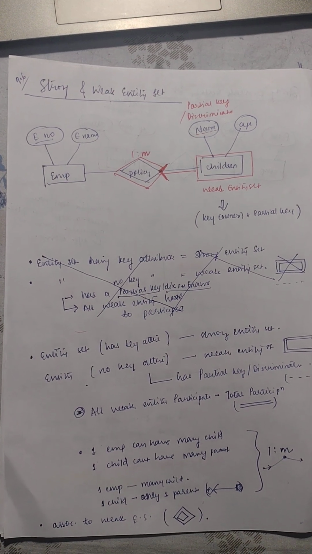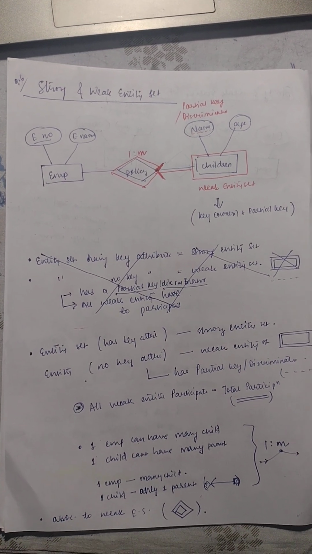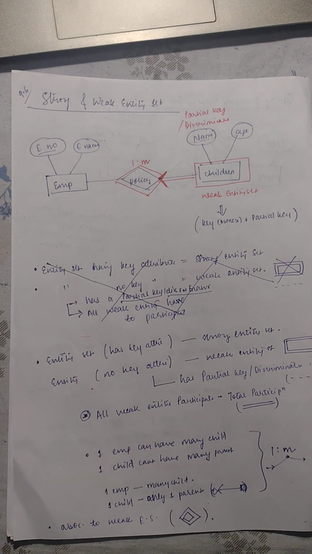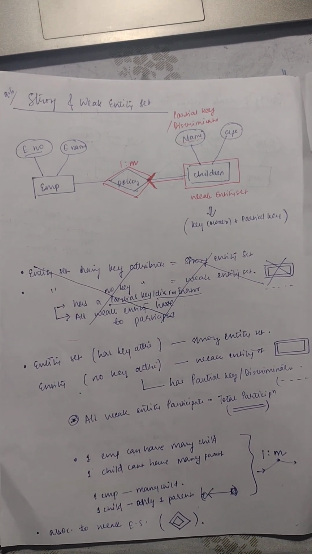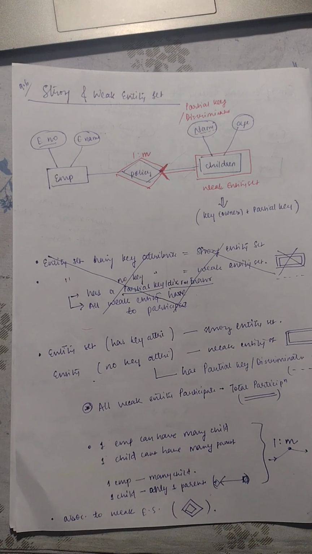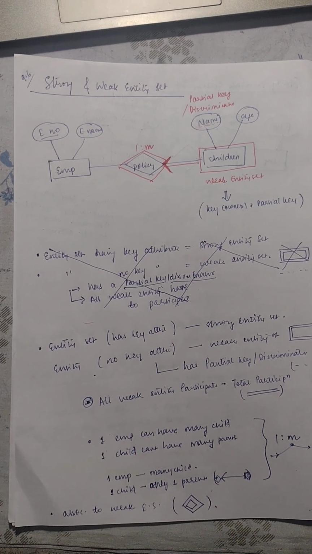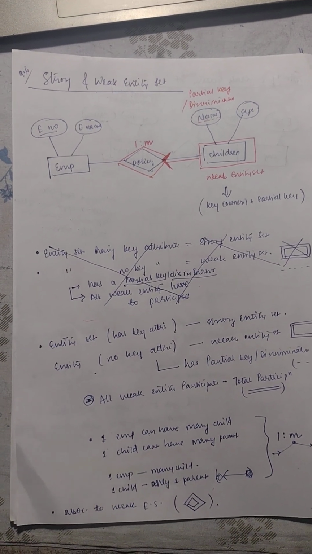So in turn, even if there is one weak entity set in the overall relation, the relationship set will now have to be denoted in a double diamond way.